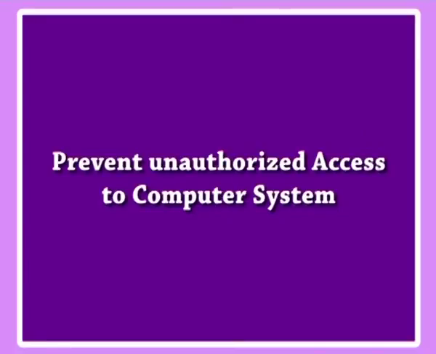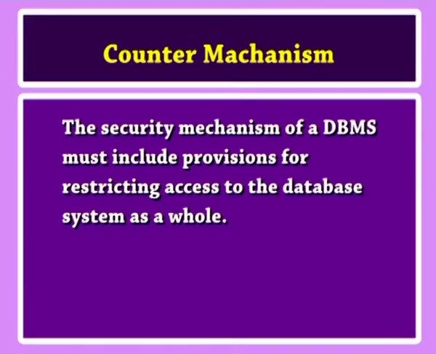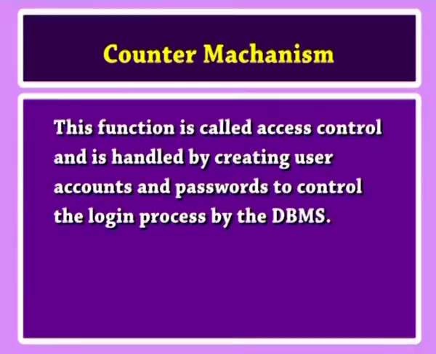A second security problem common to all computer systems is that of preventing unauthorized persons from accessing the system itself, either to obtain information or to make malicious changes in a portion of the database. The security mechanism of a DBMS must include provisions for restricting access to the database system as a whole. This function is called access control and is handled by creating user accounts and passwords to control the login process by the DBMS.